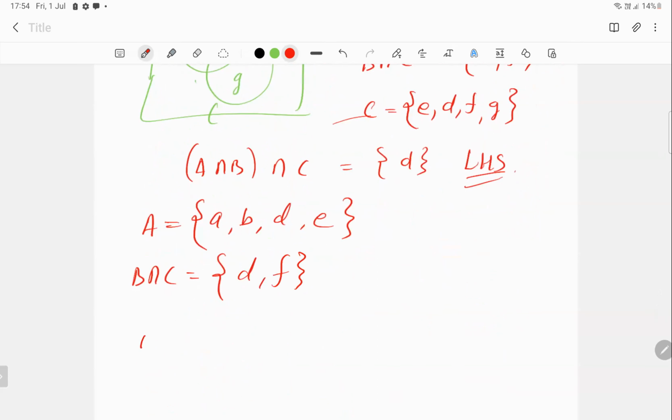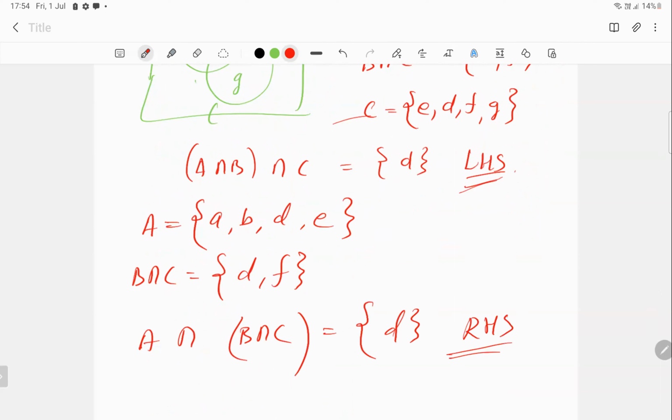Now we need to find A intersection with B intersection C. See, now we are taking intersection with this and this. That means we need the common element which is present. Which is the common element? D. So LHS and RHS are same. Understood? Now you understood how the Venn diagram will make your life easier? Yes or no? It's easy, right?